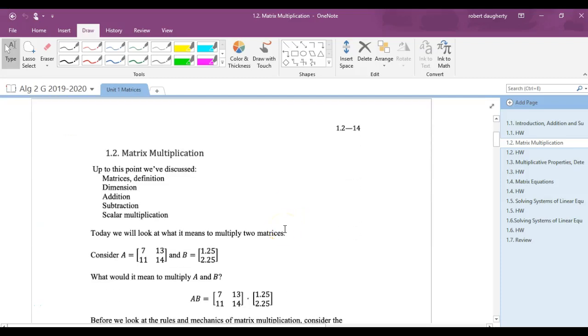Okay, this is where we are, lesson 1.2. By the end of the day, we're going to talk about how to multiply two matrices together, okay?